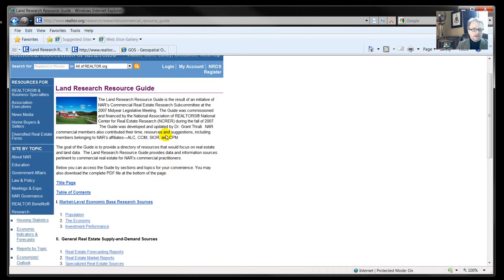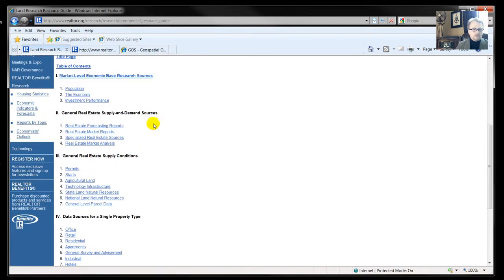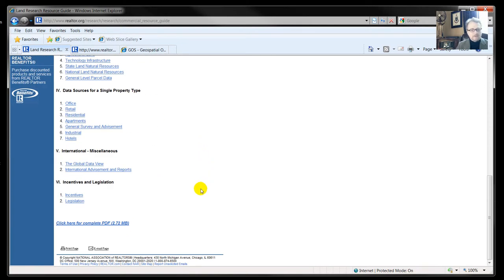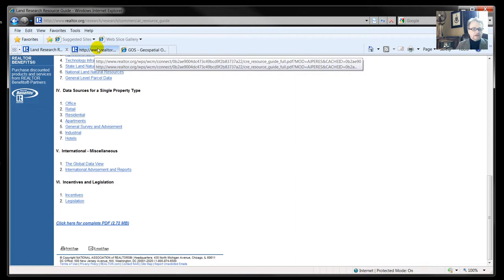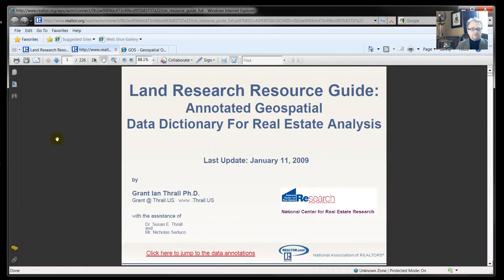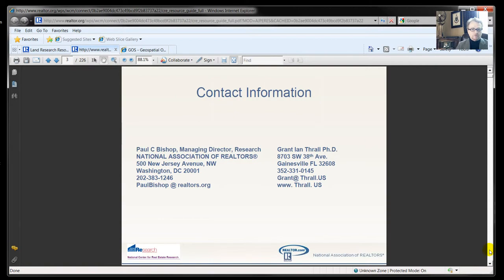I recommend that when you are using this, if you have high bandwidth, you take advantage of this link here, click here for a complete PDF, 2.72 megabytes, and because of its size, I've already downloaded that. This is a PDF file that I created from an original PowerPoint file, and this will allow you to scroll, to search, to jump, to use the hyperlinks.